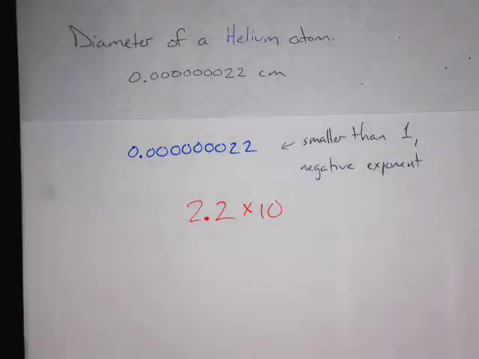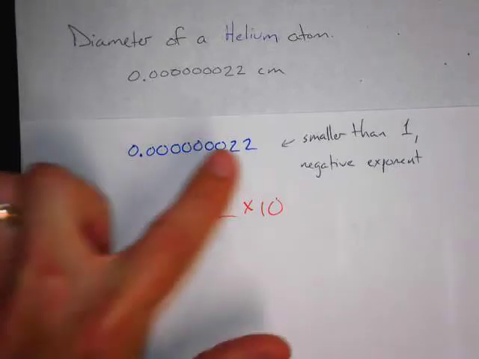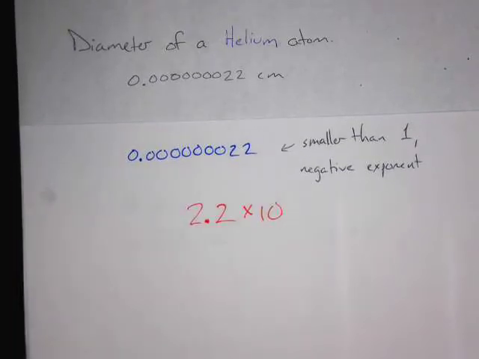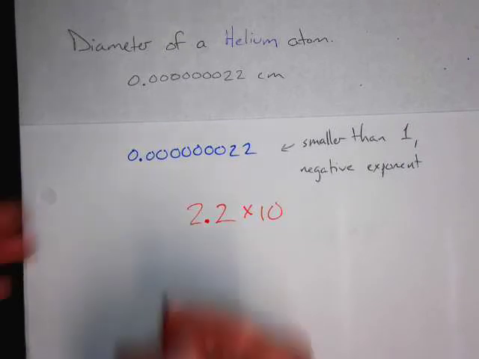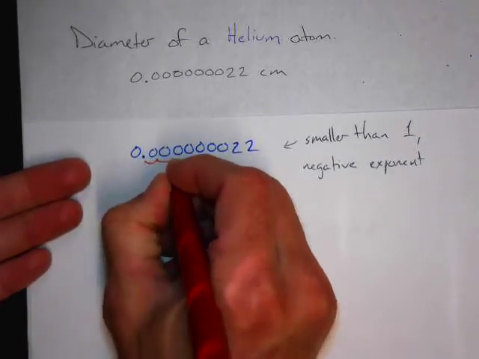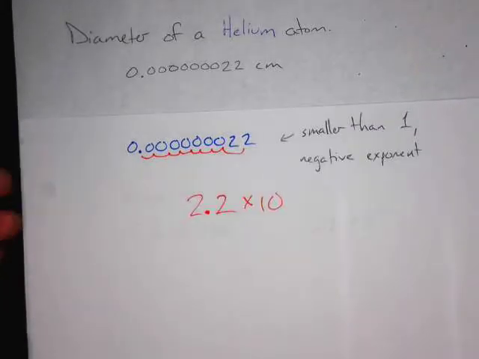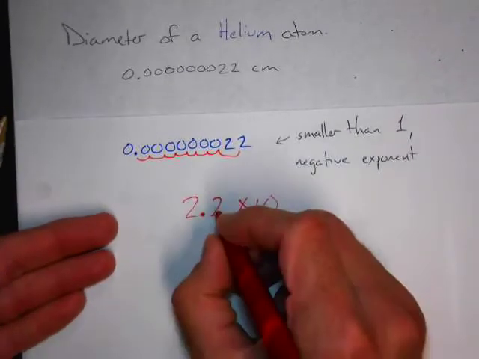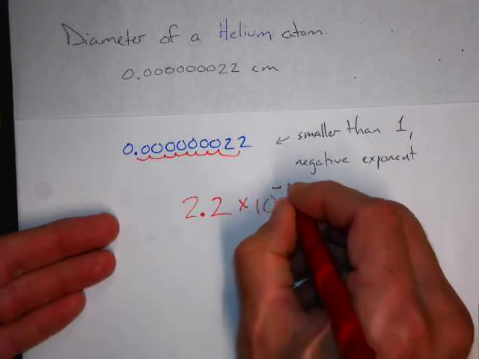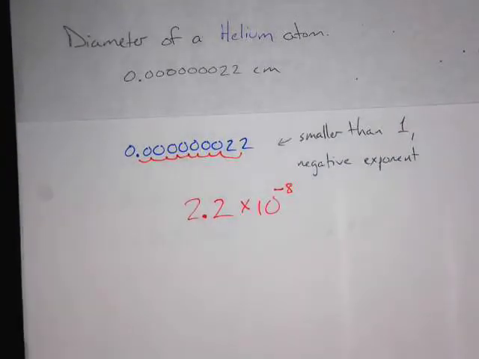And so now what we have to do is count how many tens places it has moved from here to make it here, and it's going to have a negative exponent. So how many places did this move? It moved 1, 2, 3, 4, 5, 6, 7, 8 places. And so we're going to have 2.2 times 10 to the negative 8. And that is how scientific notation works.